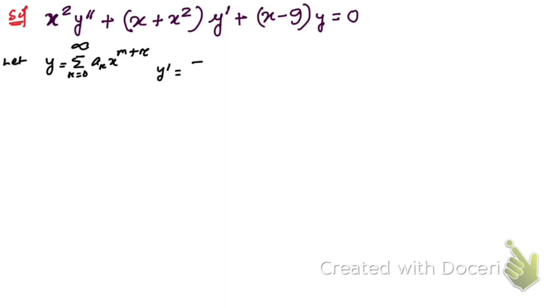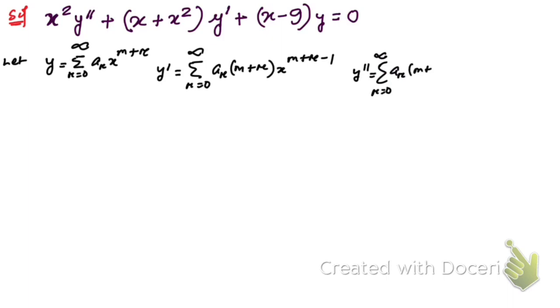Y dash means the derivative of y with respect to x. So summation from r is equal to 0 to infinity, and if you differentiate, you're going to have a_r (m plus r) x to the power m plus r minus 1. If you differentiate it again, you're going to get y double dash, that means the second order derivative of y with respect to x: summation r is equal to 0 to infinity a_r (m plus r)(m plus r minus 1) x to the power m plus r minus 2. That's what you're going to have, and let us consider this given equation as equation number 1.